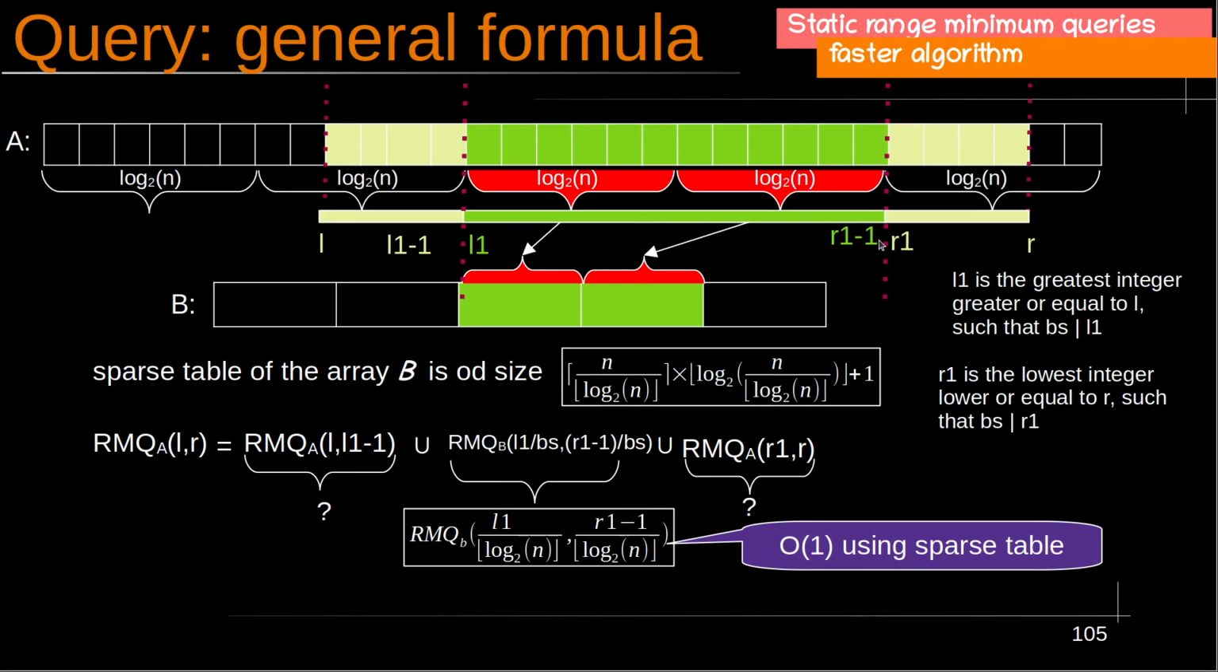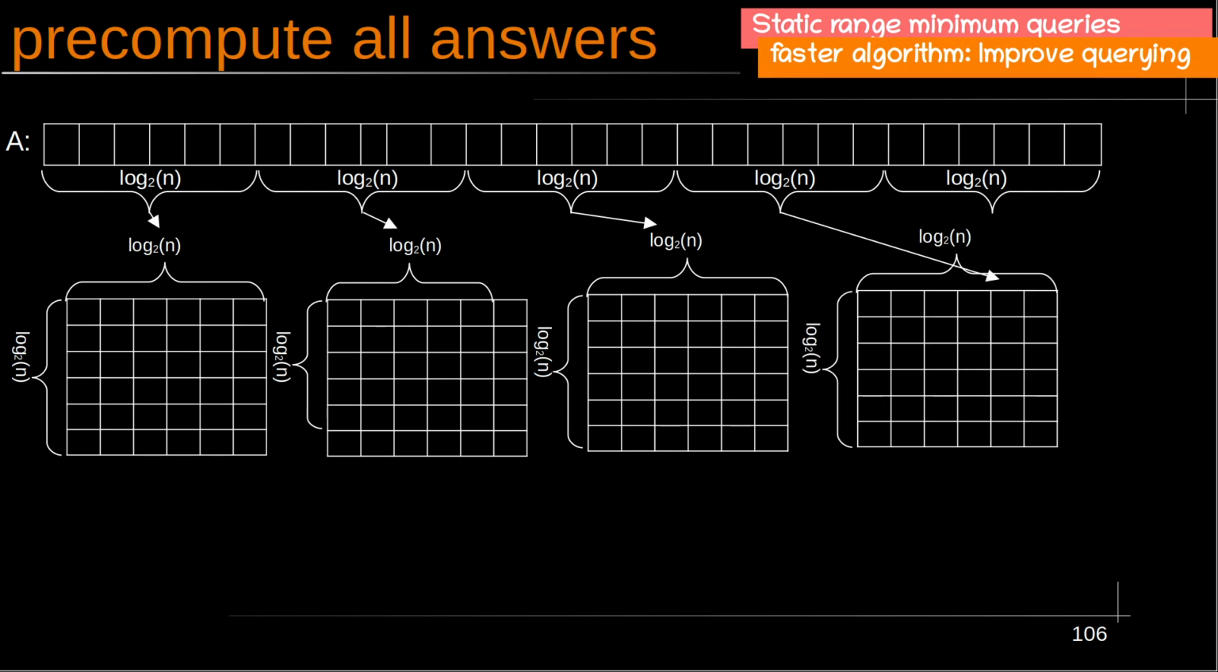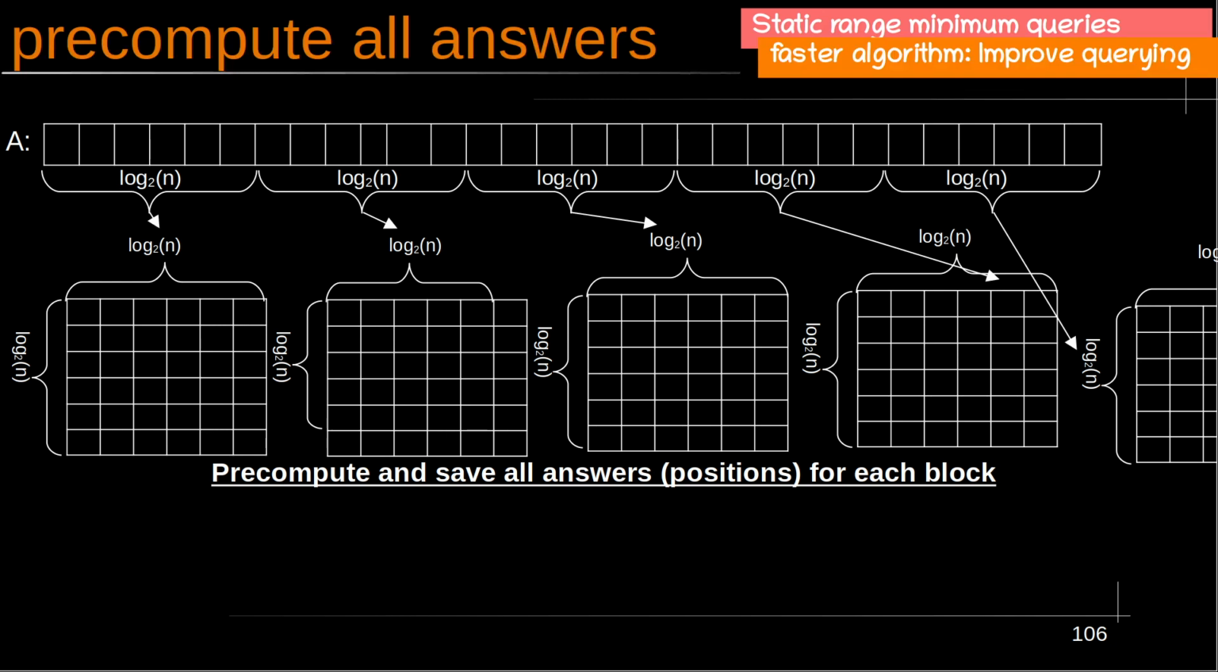One way to answer these RMQs in constant time is by pre-computing all the answers of all the blocks. So each block will compute all the answers of each range minimum query. We have done this in the beginning of this lecture, guys, by using the same approach, but on the whole array. We built a 2D array of size n plus 1, I think, at that moment. But this will store all the answers of each block.